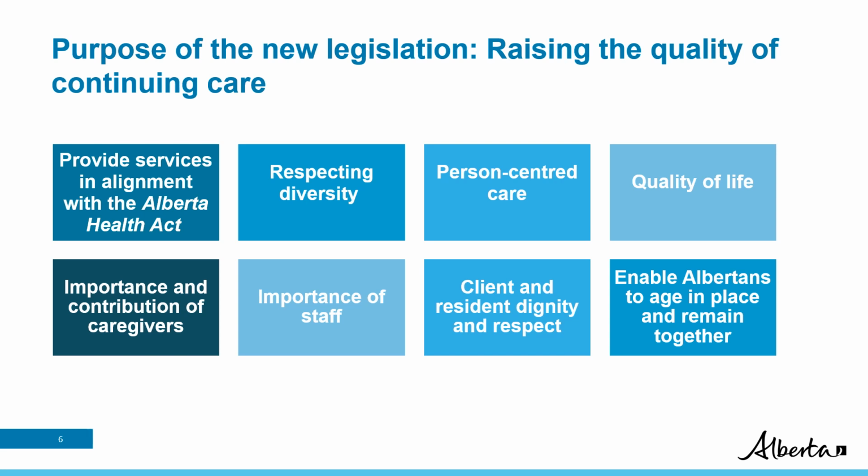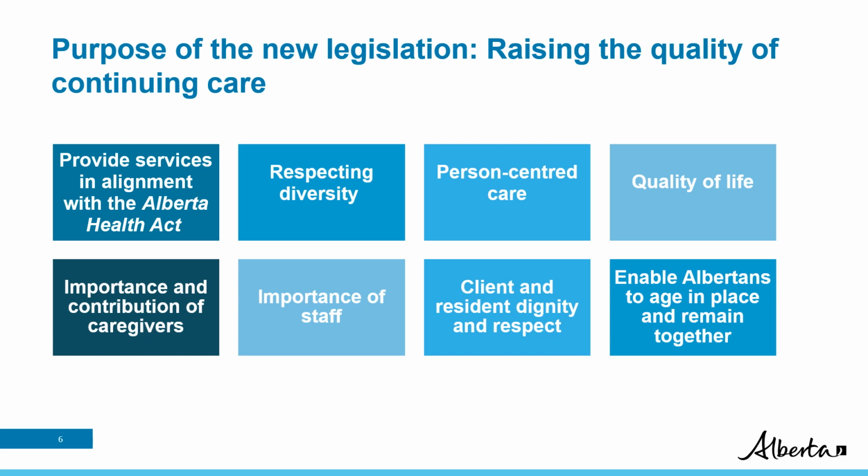The key principles identified in the preamble include: the continuing care system is guided by and provides continuing care in accordance with the principles in the Alberta Health Act. Respect for the diversity of Albertans who access continuing care. The government is committed to ensuring that the delivery of continuing care is based on a person-centered approach. Quality of life of continuing care residents and clients is the highest priority for the Government of Alberta with respect to delivery of continuing care services.